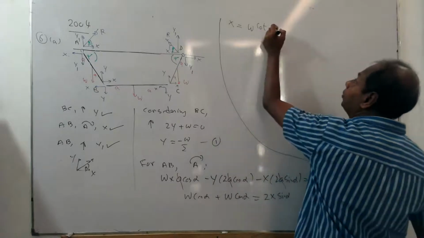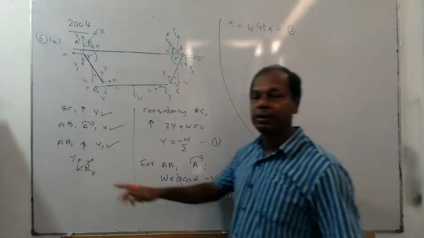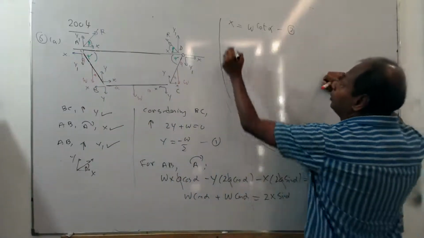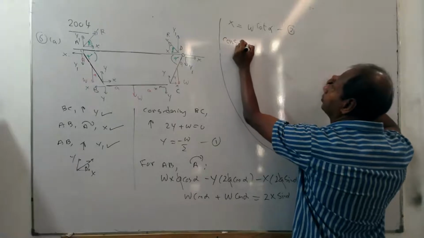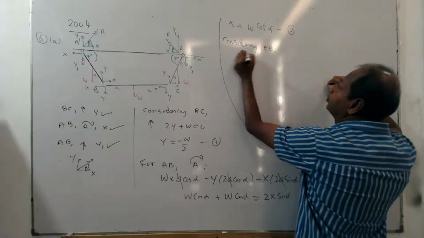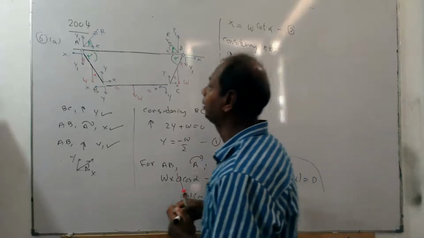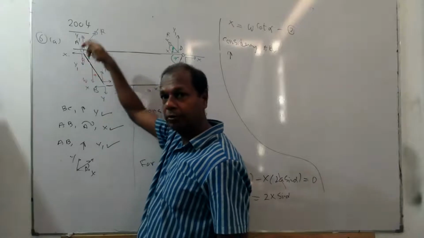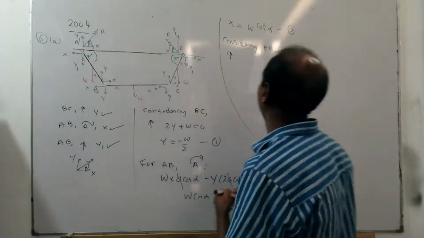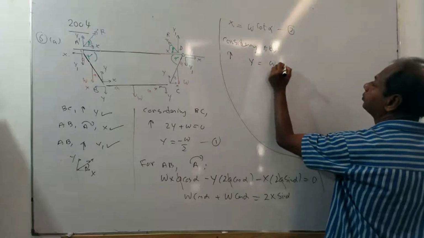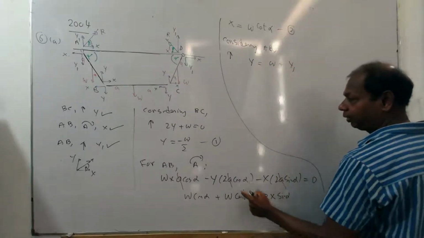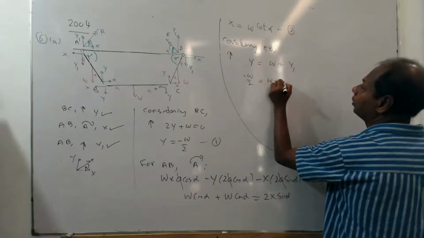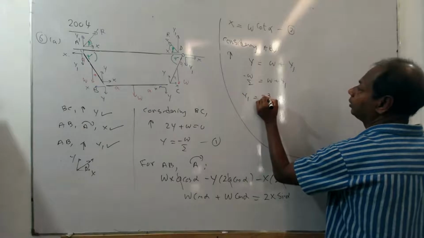Now the plan: consider AB and resolve vertically. You will get Y1. Resolving vertically, you get Y equals W plus Y1, W coming down, Y going up. We found Y is minus W over 2, so minus W over 2 equals W plus Y1. So Y1 equals minus 3W over 2.